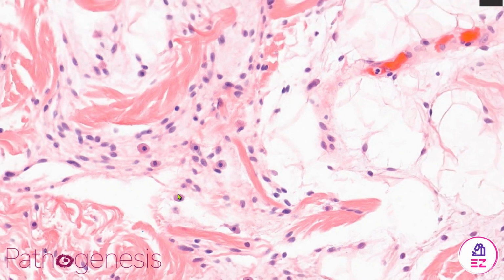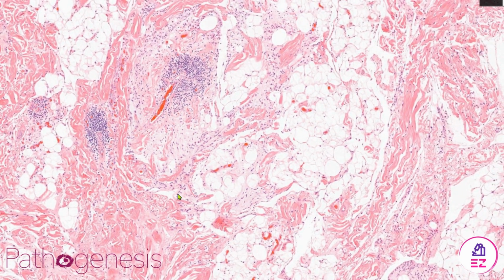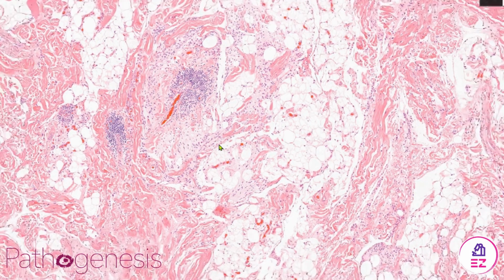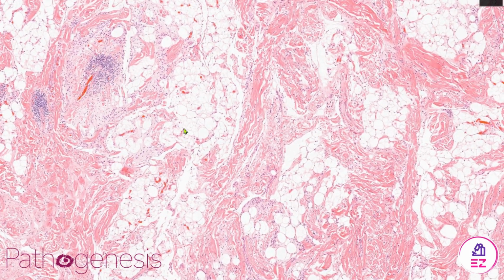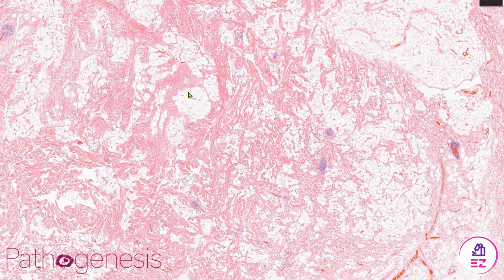So spindle cell lipomas are positive for CD34. The mature fat cells will be positive for S100, but the spindle cells will be negative for S100. And overall, the lesion will be negative for things like cytokeratin and SMA. So that was a spindle cell lipoma. So you're looking for spindle cells, ropey collagen, and mature fat to varying degrees.